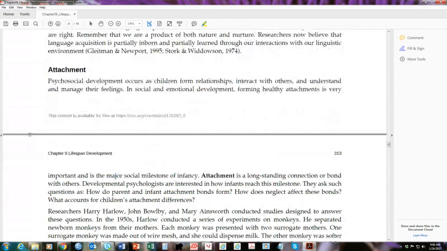Okay, here we go. So this is psychosocial development in terms of attachment. And attachment theory goes back probably 60, 70 years. One of the major early figures is a fellow named Harry Harlow. And Harry Harlow did a series of studies. This was at the University of Wisconsin. He did a series of studies of infant monkeys that were separated from their mothers.